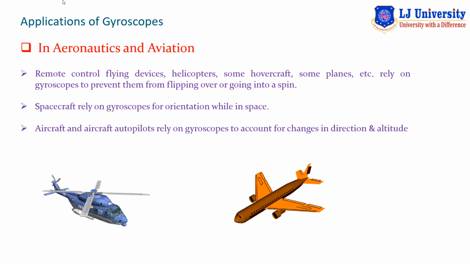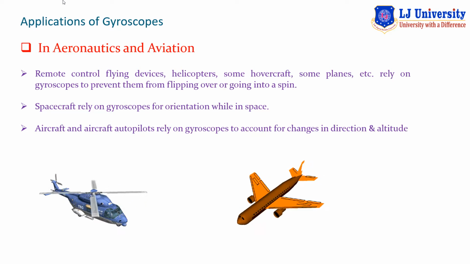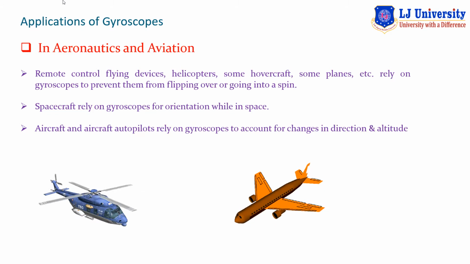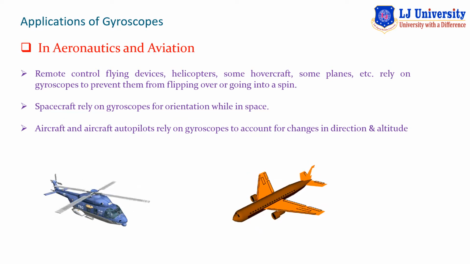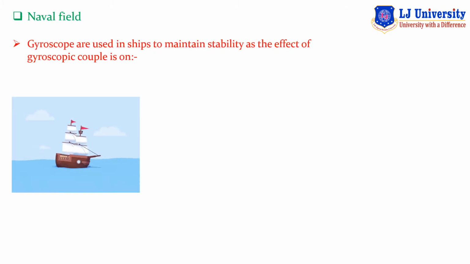Okay, spacecraft rely on gyroscope for orientation while in space. Whenever an aeroplane takes a turn, either left hand side turn or right hand side turn, at that time gyroscopic effect occurs. Okay, aircraft and aircraft autopilot rely on gyroscope to account for change in direction and altitude. So basically gyroscope is used in aeroplane for changing the altitude and also the direction, meaning either the aeroplane takes a left hand side turn or right hand side turn. Okay, so this is the application of gyroscope in aeroplane.